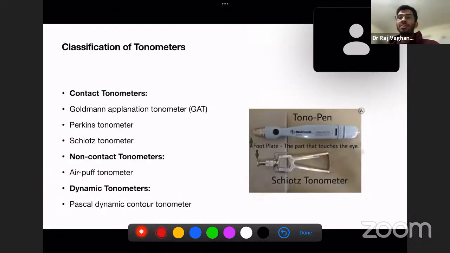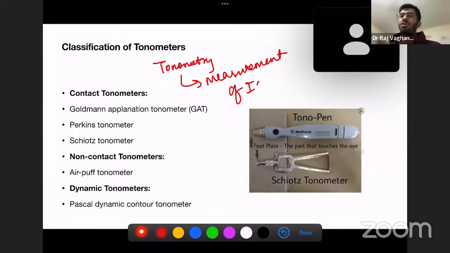Now we'll discuss tonometers. What is tonometry? Tonometry, I told you, is the measurement of IOP, or intraocular pressure. Intraocular pressure is measured by tonometers. First we'll discuss the contact tonometers. We have different types of tonometers: contact tonometers, non-contact tonometers, and dynamic tonometers, right?